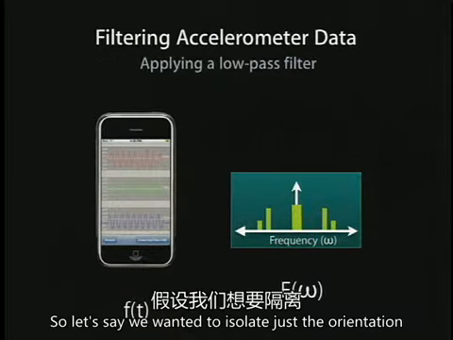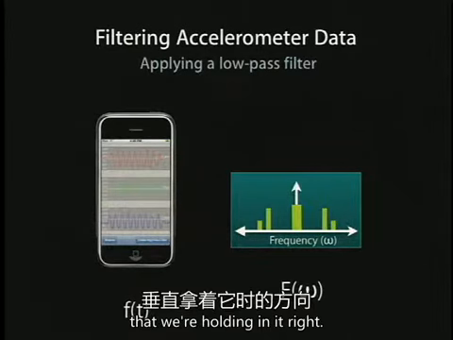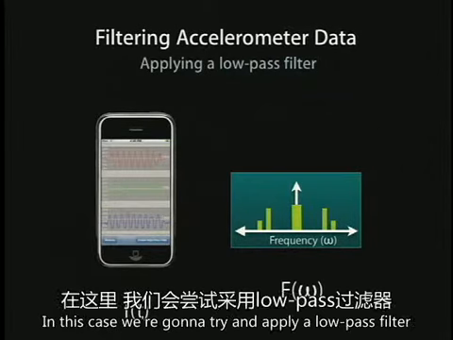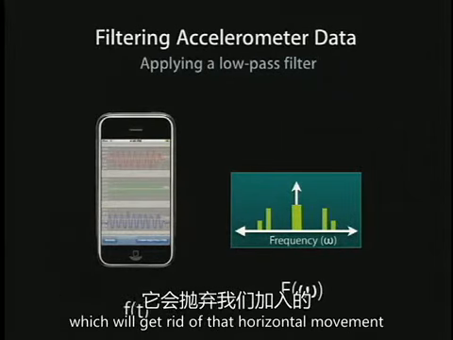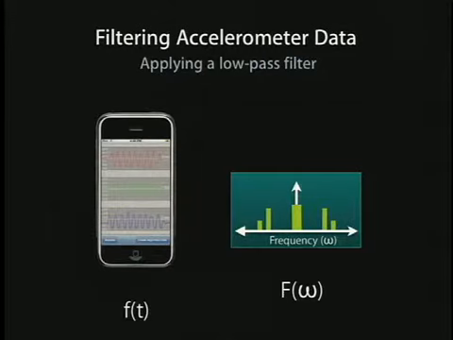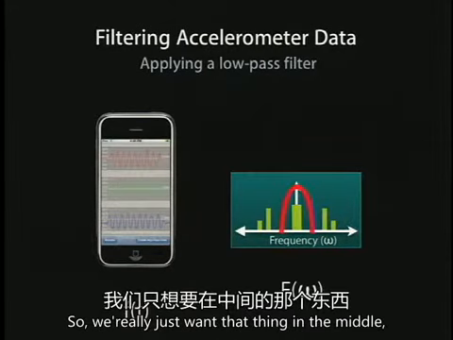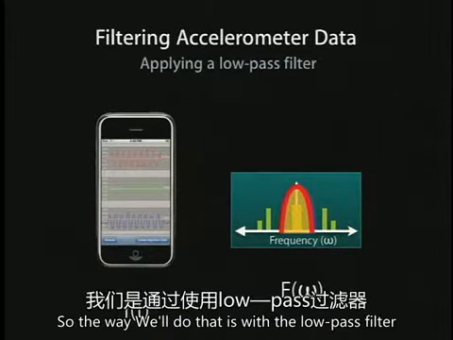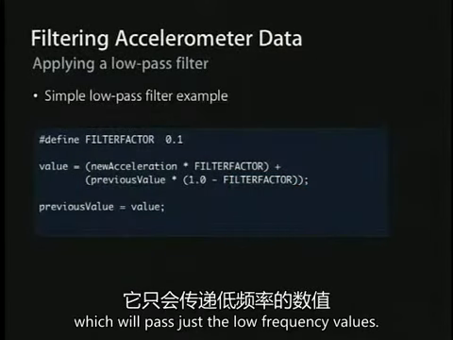So let's say we wanted to isolate just the orientation that we're holding it in, right? So that we just want to isolate that constant force of gravity. In this case, we're going to try and apply a low-pass filter, which will get rid of the horizontal movement that we introduced. So we really just want that thing in the middle, the one frequency that was showing where we were originally holding it. So the way we'll do that is with a low-pass filter, which will pass just those low frequency values.